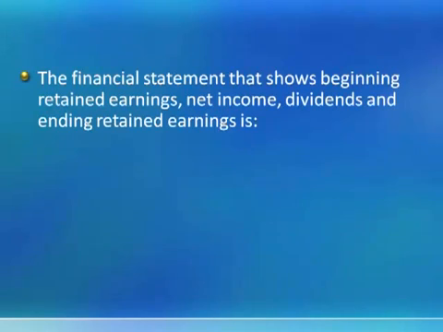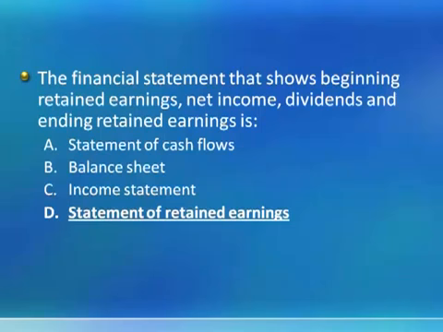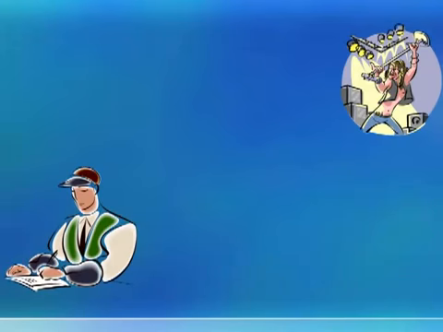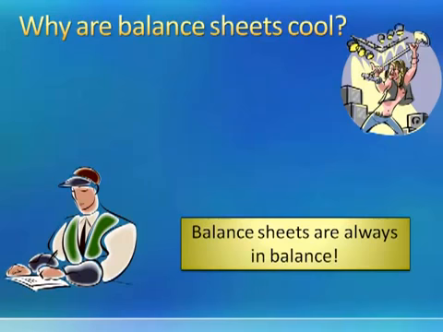Finally, the financial statement that shows beginning retained earnings, net income, dividends, and ending retained earnings is the statement of retained earnings, as we just discussed. So in conclusion, why is the balance sheet cool? The balance sheet is cool because balance sheets are always in balance and accountants continue to rule the world.